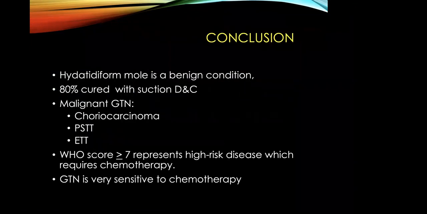So in conclusion, we have gone through today complete mole, partial mole, invasive mole. We have choriocarcinoma, placental site GTD, and epithelioid GTD. You have how to diagnose with the symptoms, the signs, then the ultrasound picture of snowstorm appearance. You have Doppler study, if required, a CT and MRI to be done. And following which, you need to do a proper β-hCG and a chest X-ray.